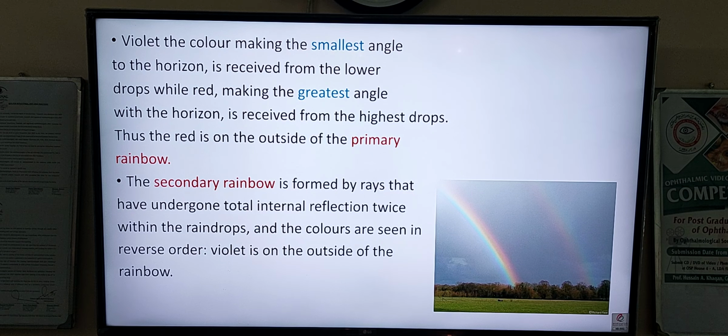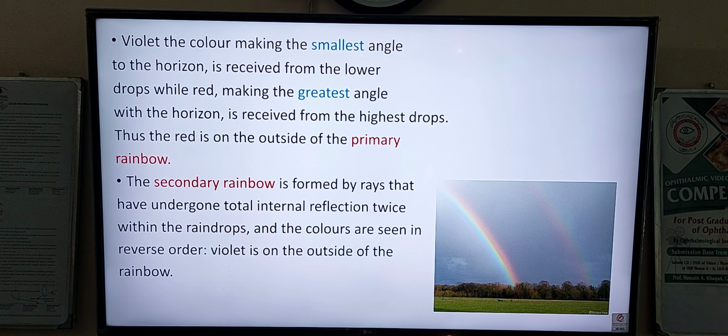अब हम रिफ्लेक्शन और रिफ्रैक्शन की वजह से the rainbow formation occurs, ठीक है. We have often seen a second rainbow, ठीक है, with the primary rainbow. Why it occurs? It occurs because of the total internal reflection, ठीक है. लेकिन होता क्या है, इसमें opposite होती है. Why the opposite colors are visible? Because the violet, the color making the smallest angle to the horizon, is received from the lower drops, while red, making the greatest angle with the horizon, is received from the highest drop. Thus the red on the outside of the primary rainbow.